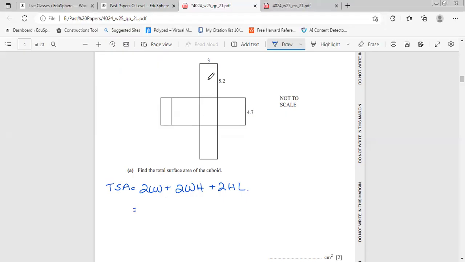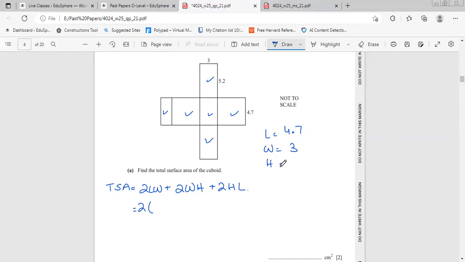For example, if we look at this rectangle and this one, they are exactly the same. The same goes for this rectangle and this rectangle. The two pairs of rectangles are the same. And the last, this one and this one, are the same. So 2 times length into width. First, we have to decide what is the length, what is the width, and what is the height. The length will be considered as 4.7. The width will be considered as 3.